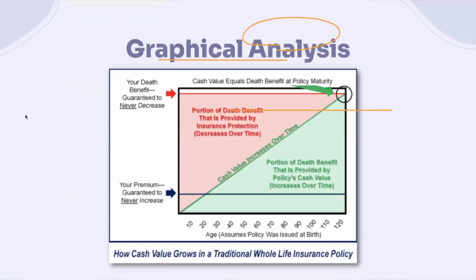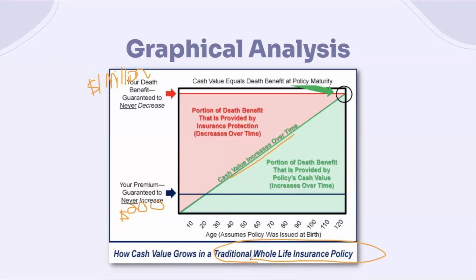So now let's look at this graphically, because this often helps students understand what's going on. We can see with these traditional whole life policies, the death benefit always stays the same. Cash value increases over time, and the premium never changes either. So you're always paying that $200 in premiums, and your death benefit might always be $1 million. So the premiums are always stable and level and the death benefits are guaranteed, and that is the key characteristic of these traditional whole life insurance policies.